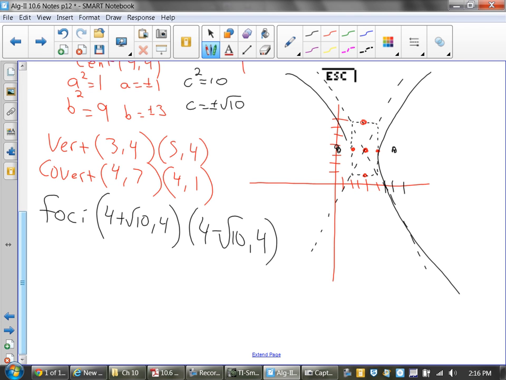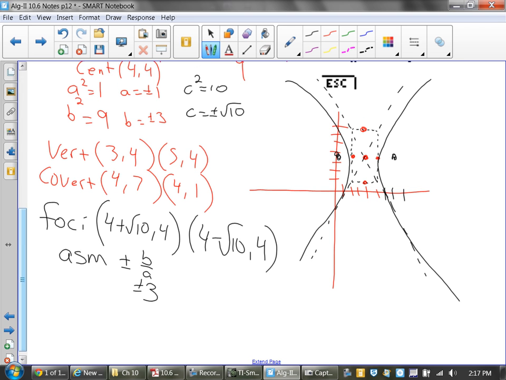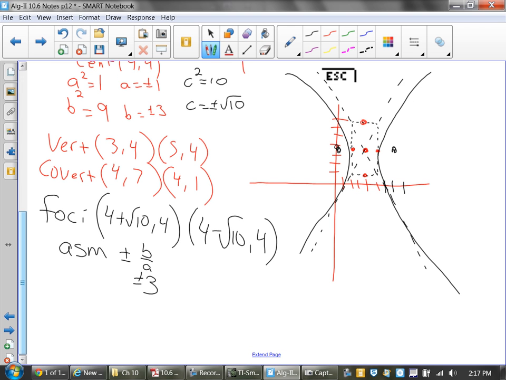All that's left now is to write the equation of the line for the slant asymptotes, which means we have to remember, is it a over b or b over a for this one? Is x squared first? Yeah, it's going to be b over a. So we wind up with 3. So my slope for my asymptotes is plus or minus 3.